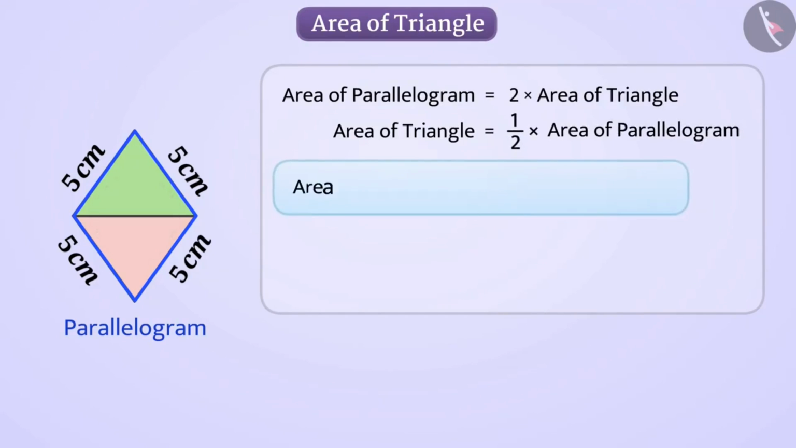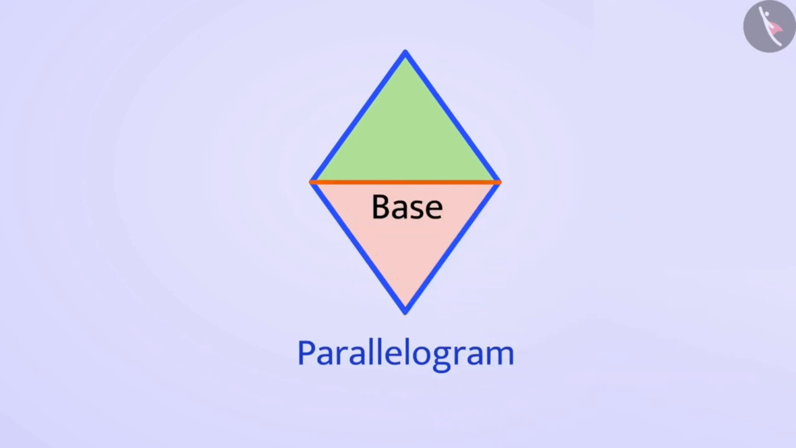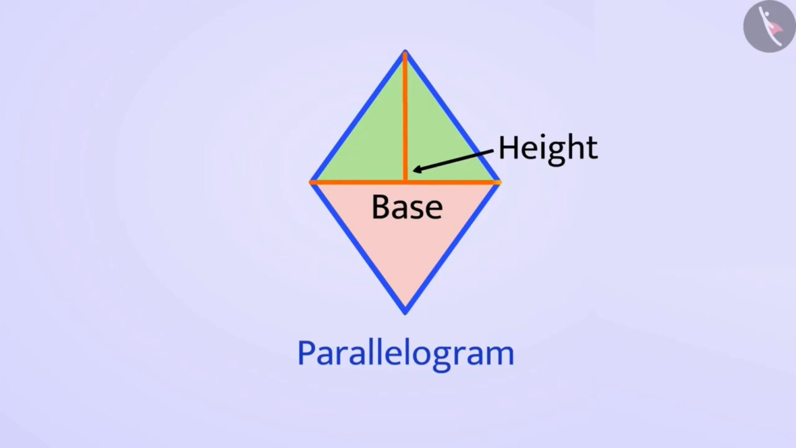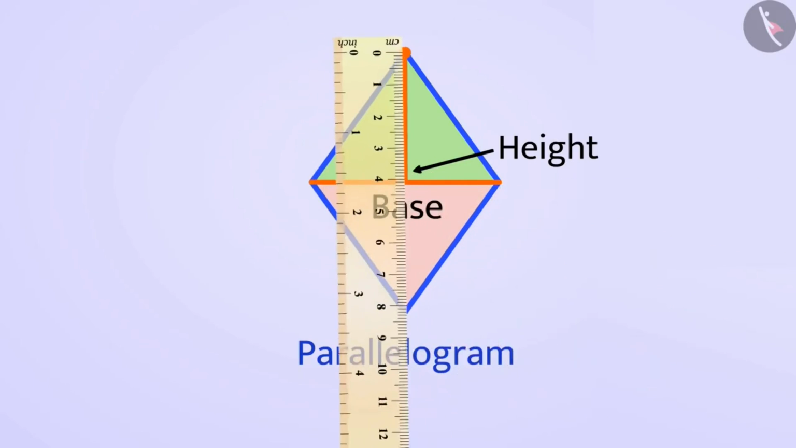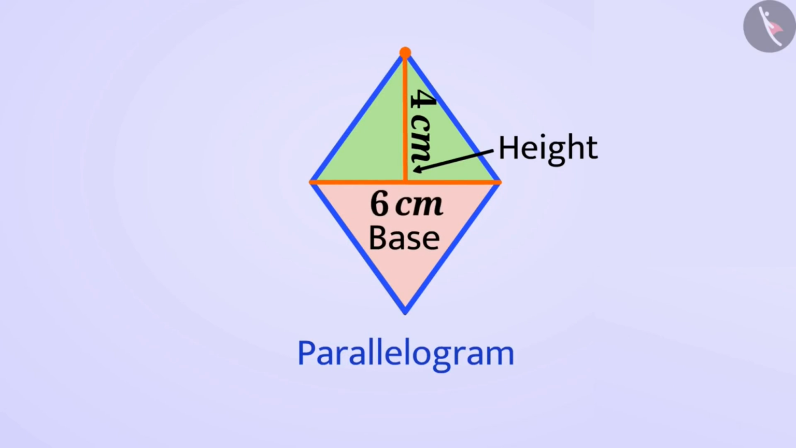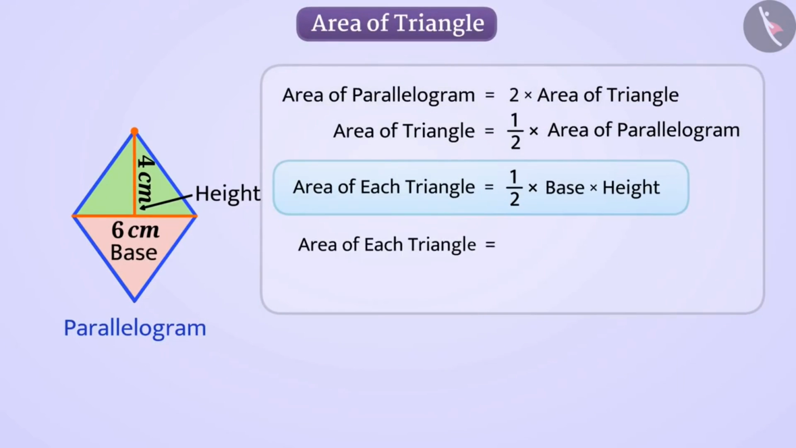In this way, the area of each triangle is half multiplied by base multiplied by height, in which base is one side of the triangle and height is the length of the perpendicular dropped on that side from the opposite vertex. On measuring, you will find that this height is 4 cm. Since the base is 6 cm and the height is 4 cm, the area of each triangle is equal to half multiplied by 6 cm multiplied by 4 cm, which is equal to 12 square centimeter.